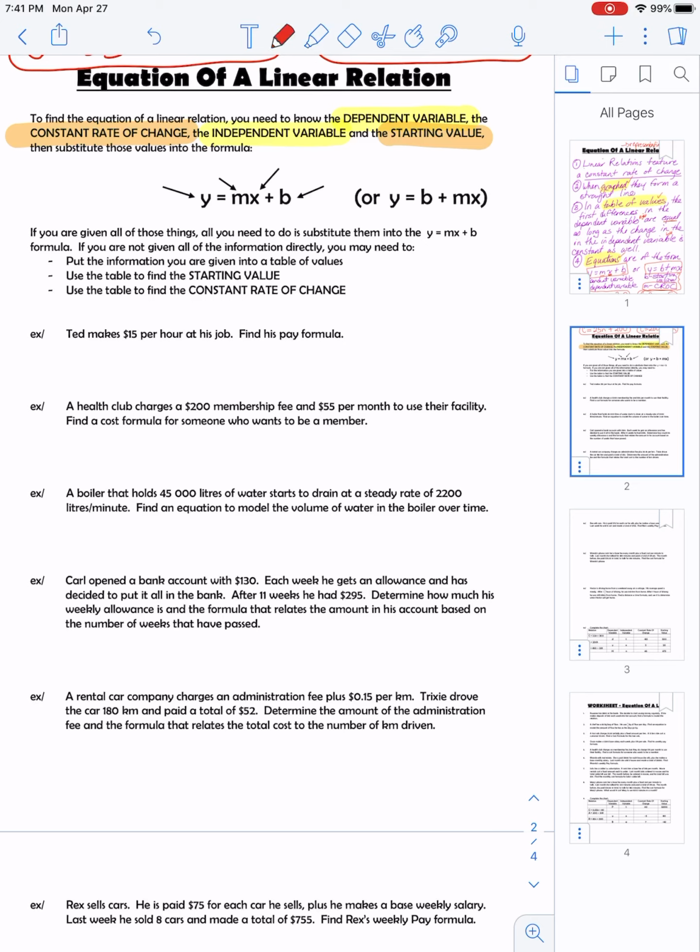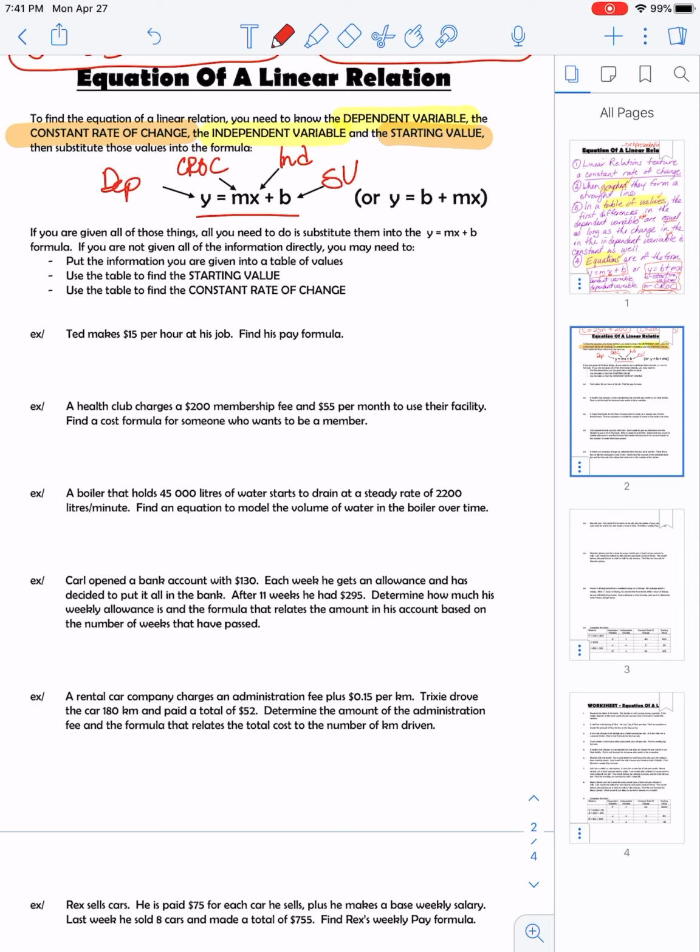And again, I'm going to take a look at this equation right here, y equals mx plus b. Remember y, we just talked about it in the last video. Y is whatever the dependent variable happens to be. M is your constant rate of change, your CROC. X is your independent variable, and B is the starting value. I'm just going to use SV for starting value.